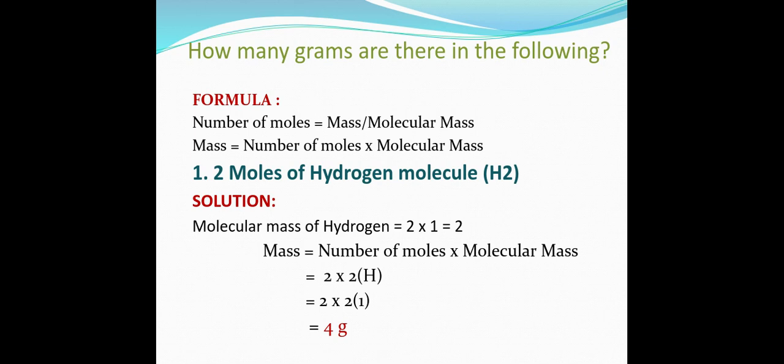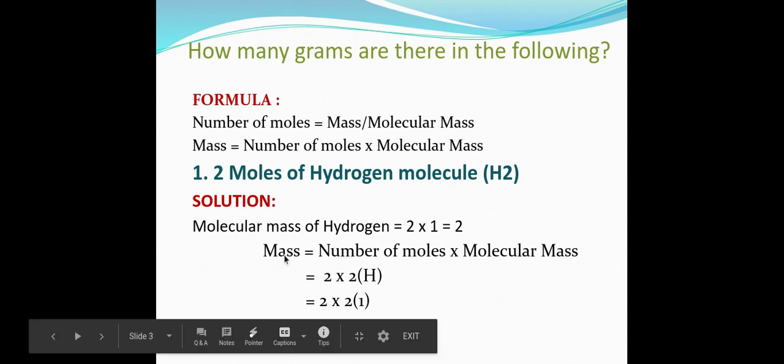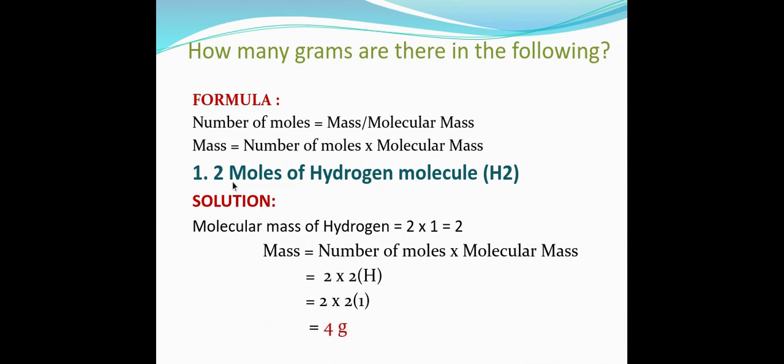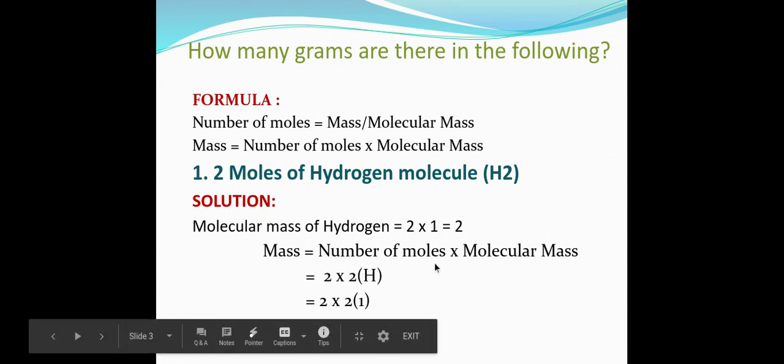So let us see the solution for that. The molecular mass of hydrogen: how many hydrogen atoms are present in a molecule? 2 hydrogen atoms. So 2 into 1, as the atomic mass of hydrogen is 1, so 2 ones are 2. The formula is mass is equal to number of moles into molecular mass. How many moles are given? 2 moles, given in the problem itself. So 2 into molecular mass of hydrogen, which is 2. So 2 twos are 4. So 4 grams.